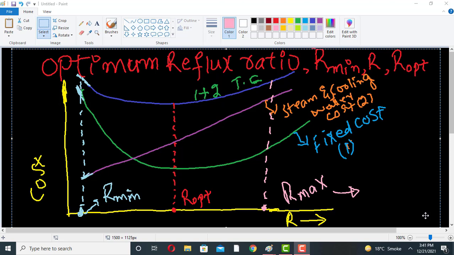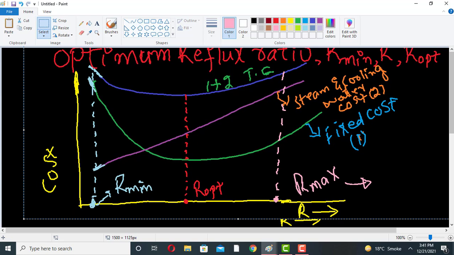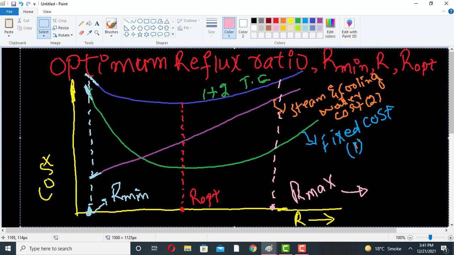In this lecture we will discuss the optimum reflux ratio, the reflux ratio and the minimum reflux ratio. The optimum reflux ratio is denoted by R_opt, the reflux ratio is denoted by R, and the minimum reflux ratio by R_min.